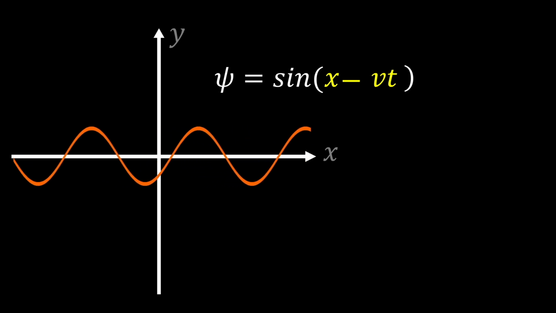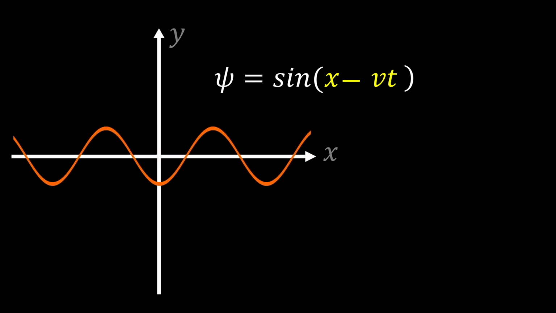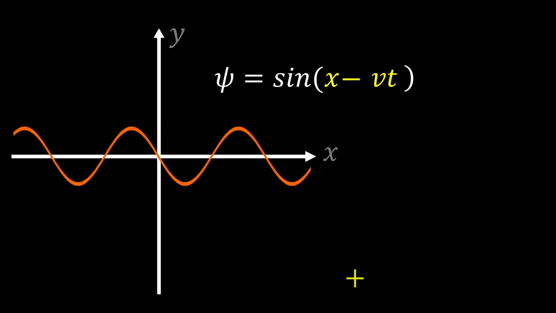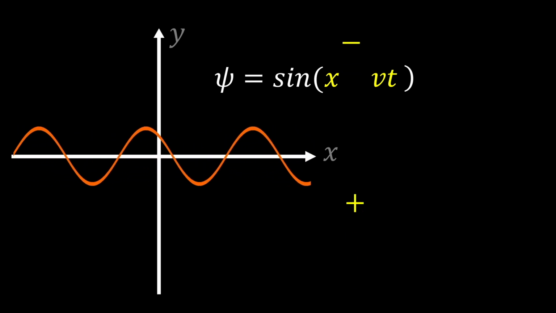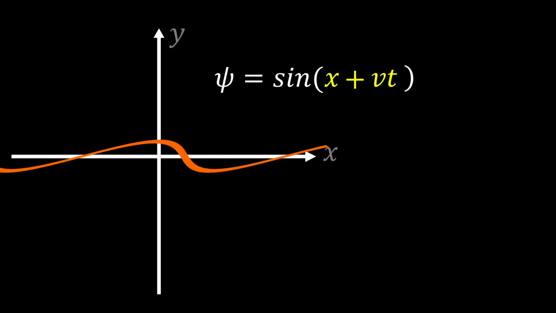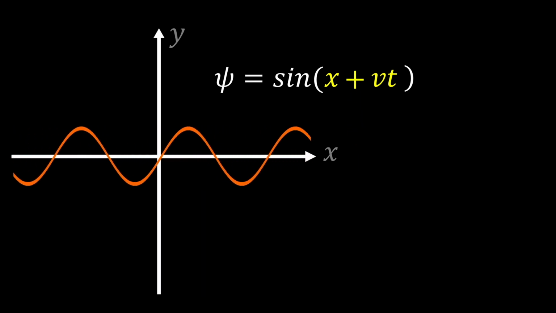If we want the graph to move in the opposite direction, we simply switch the sign of the velocity v. In our case, change the negative sign to positive, and the profile will move in the opposite direction.